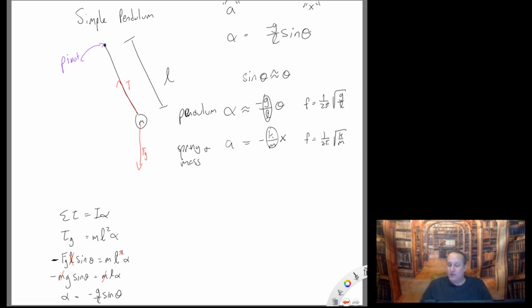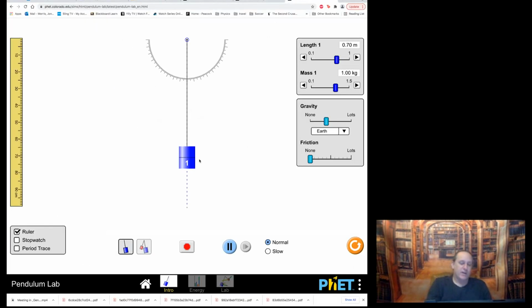So let's check that out with a different simulation. We have a pendulum here. I can pull it back a certain angle and let it swing. Now, what happens if I change the gravity? If I turn the gravity up, it swings faster. If I turn the gravity down, it swings slower.